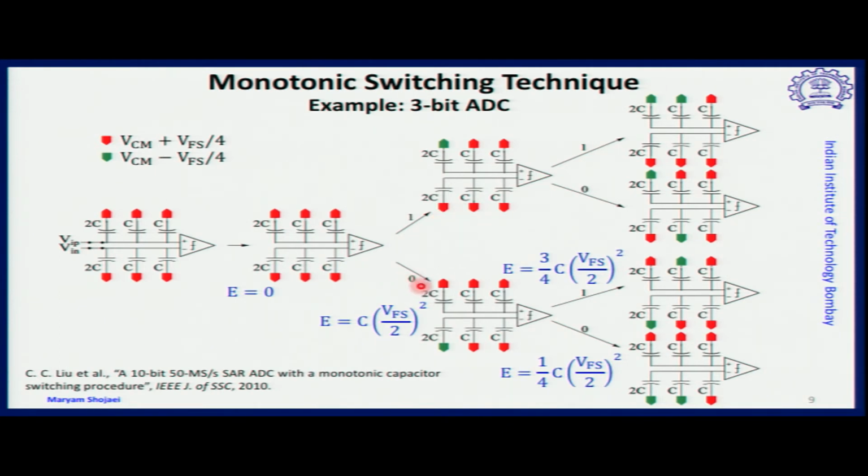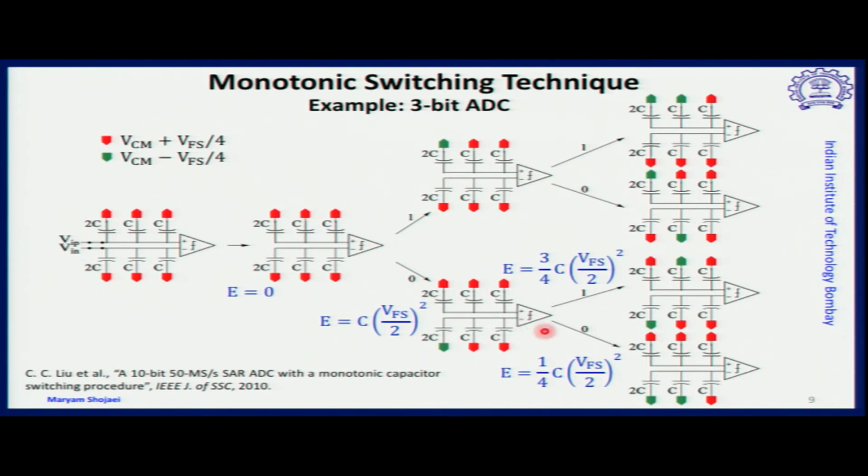If the output of the comparator is 0, then the switching will be performed on the opposite side, because now we have to reduce the effect of V-in N, or eventually reduce the swing range, by switching one side only. Now let's move on in this direction and see the energy consumption. Because we are performing only one switching, the energy consumption is simply C V full scale by 2 whole square, which is less than the traditional case.